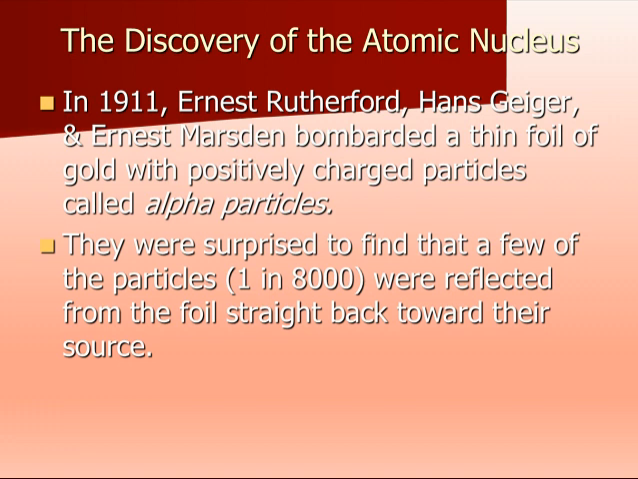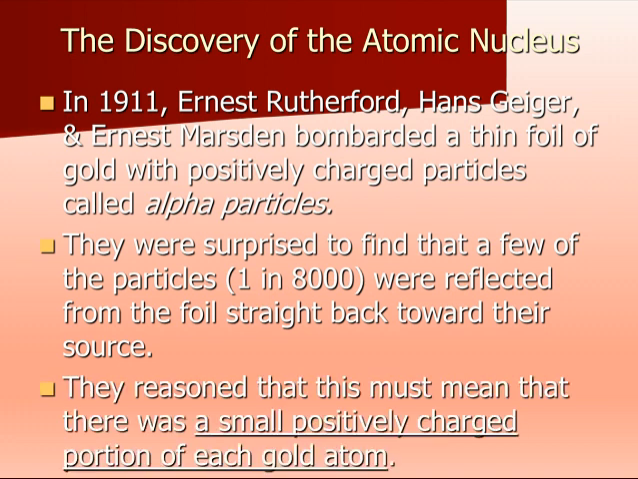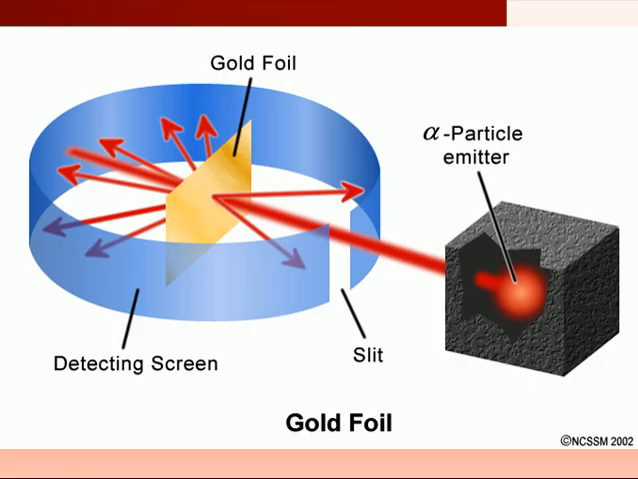Spoiler alert, they were surprised to find that a few of the particles, instead of moving essentially straight through the foil, bounced back towards the source. And because of that, they reasoned that there must be some small, positively charged portion of each gold atom. So let's look at it a little more closely.